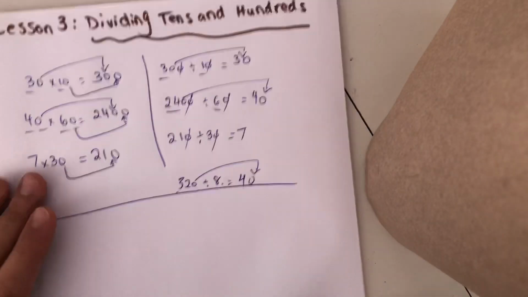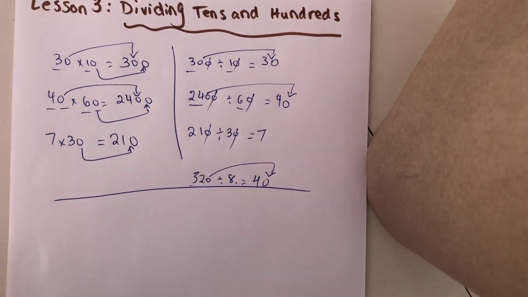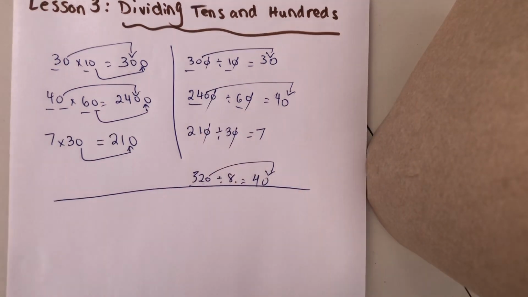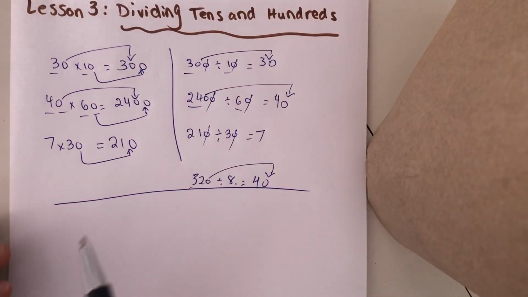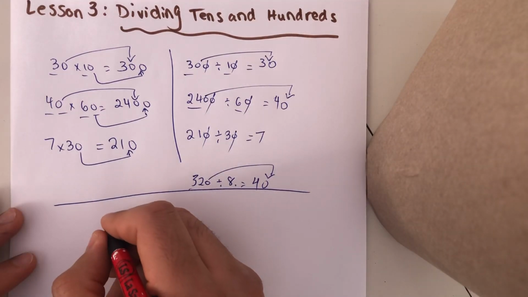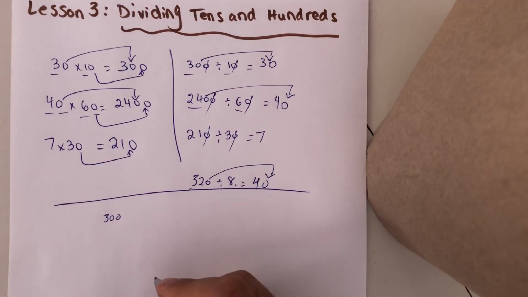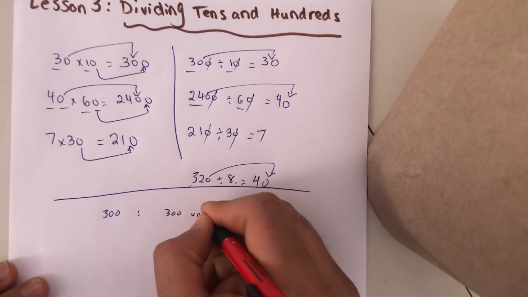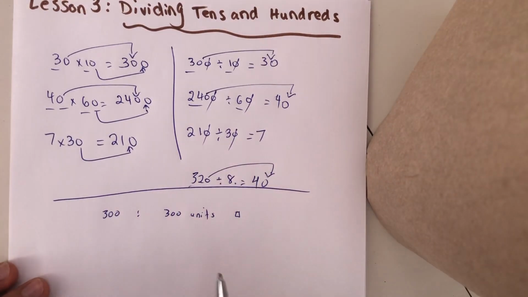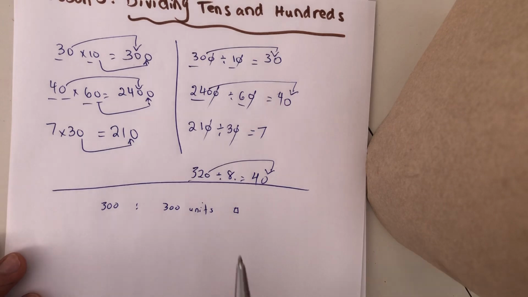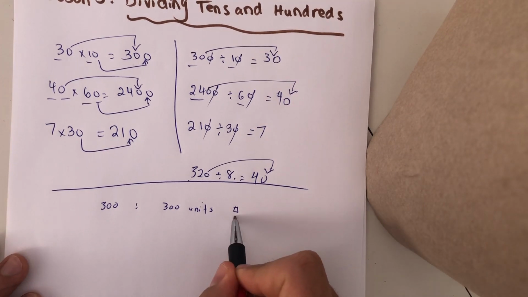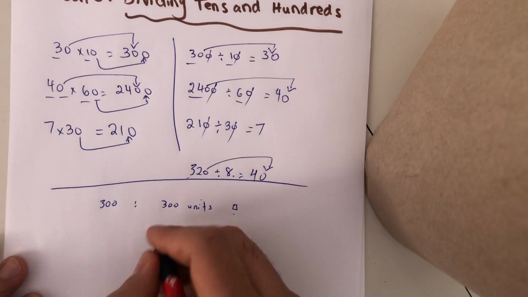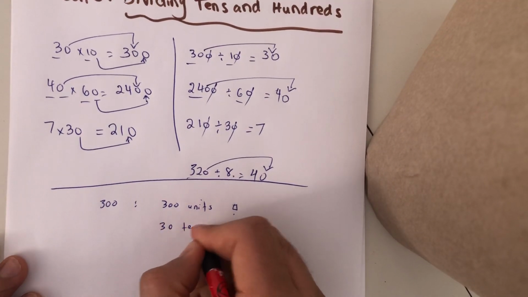Now, within this lesson, I could always ask you to use base 10 blocks to get the answer of a dividing question or a division question. So, for example, over here, if I have 300, I could ask you, how can we represent 300 using base 10 blocks? Your answer could be, I could use 300 units. Again, just to remind you what a unit is, those very small cubes, and each one represents 1. Or you could say I could use 30 tens.